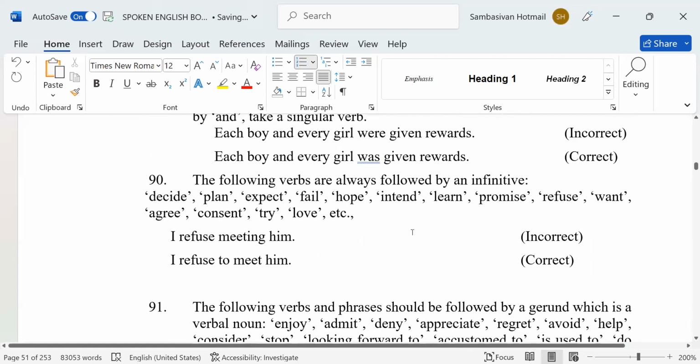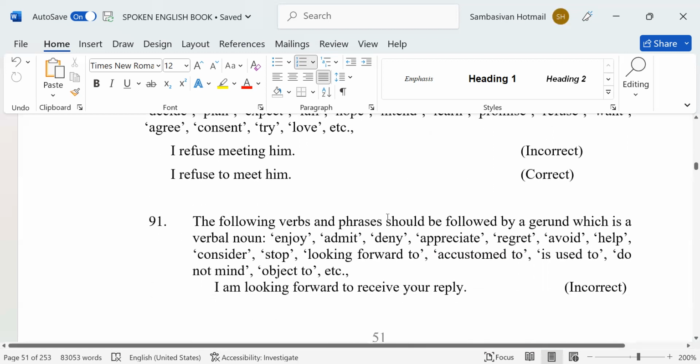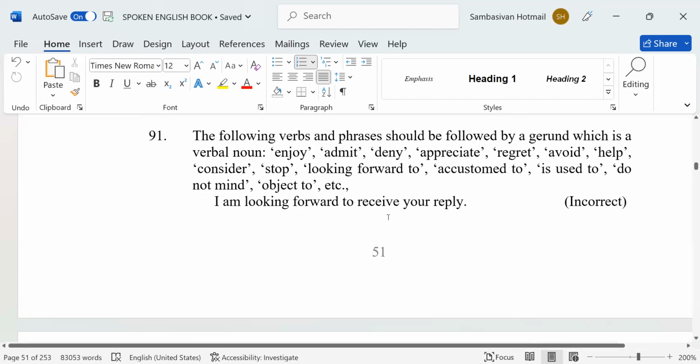The following verbs are always followed by an infinitive: decide, plan, expect, fail, hope, intend, learn, promise, refuse, want, agree, consent, try, love, etc. I refuse meeting him. Incorrect. I refuse to meet him. Correct.